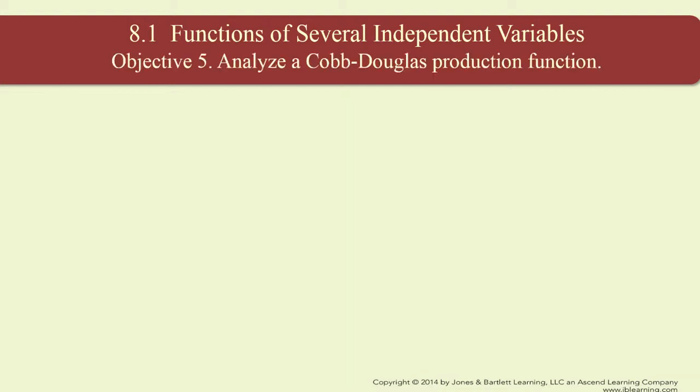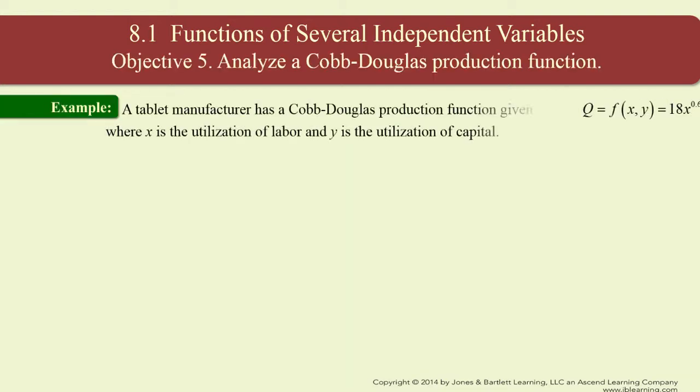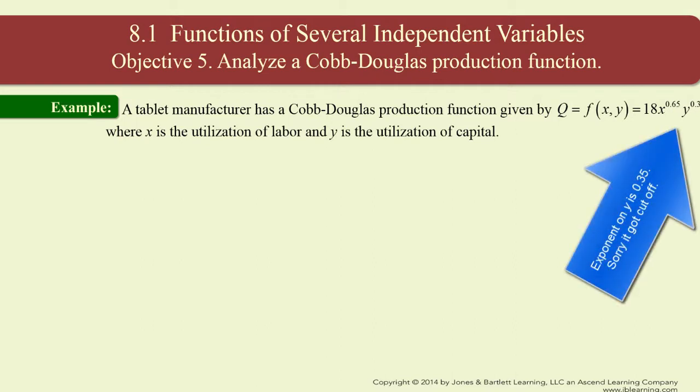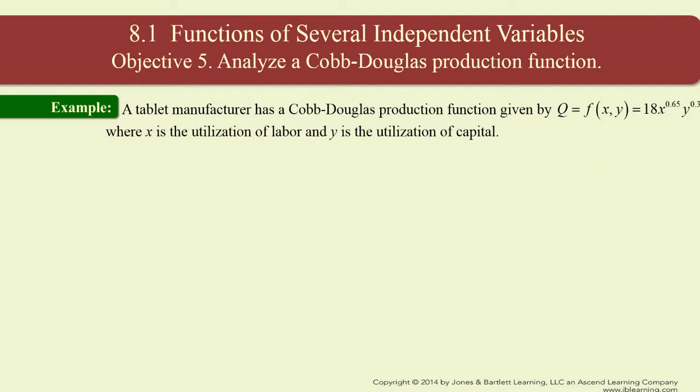Let's look at an example of a Cobb-Douglas production function. Let's say there's someone out there making tablets, and they have a Cobb-Douglas production function given by Q equals f of x, y equals 18 x to the 0.65, y to the 0.35. Here x is the utilization of labor, and y is the utilization of capital.